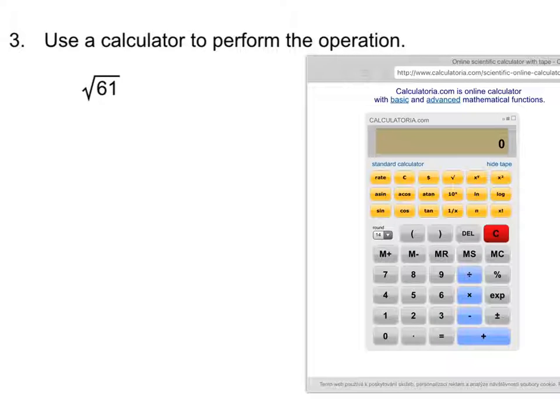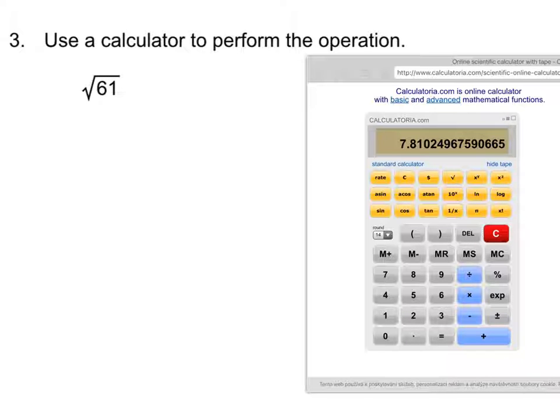This online scientific calculator has us type in the number 61 first and then the square root key, and we get a decimal value. Now notice that I selected it to round to 14 decimal places. I always like to keep the most amount of decimals within my calculator because this is beneficial when doing multiple calculations. And this also prevents rounding error.